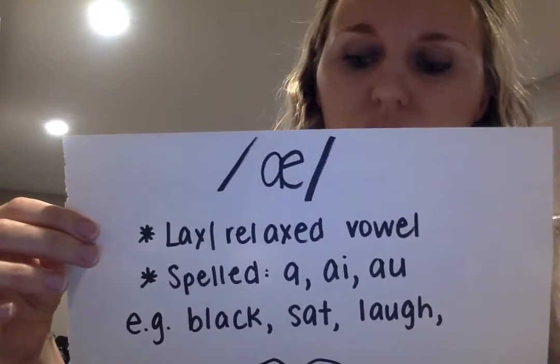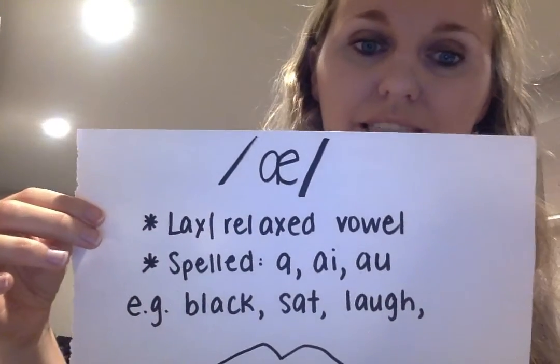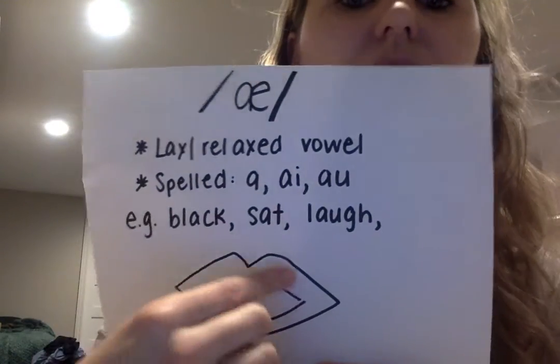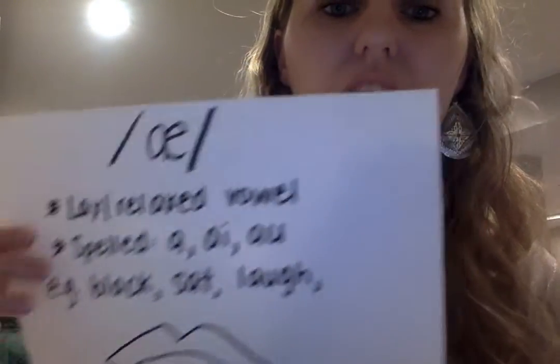Okay, what do you think? Laugh. Very good. Laugh would be an excellent example. Okay, any other ones? Land. Yep, that's another great one. Back. Yep. And I have these ones. So black, sat, laugh. Very good. And you'll see my symbol here. The mouth is wide open for this sound.